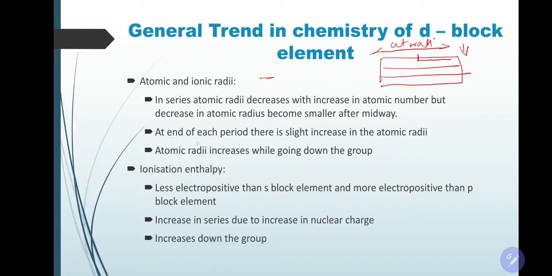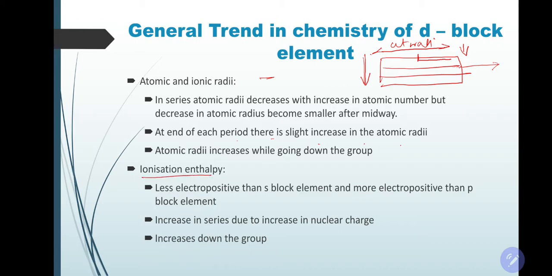At the end of each period, there is a slight increase in atomic radii. As you go down the group, what will happen? The atomic radius will increase. So down the group, atomic radius increases, and along the series, the atomic radius will decrease. Clear?